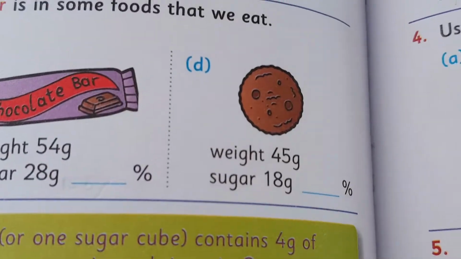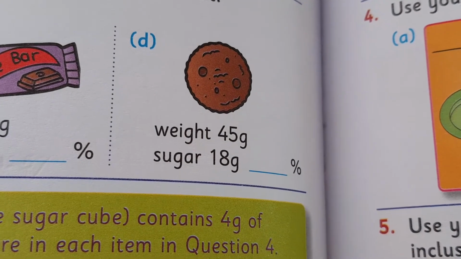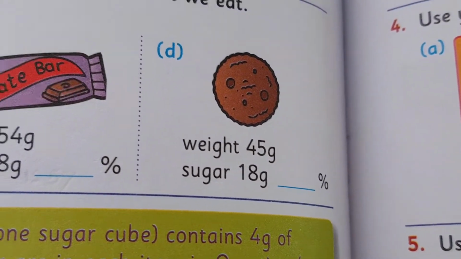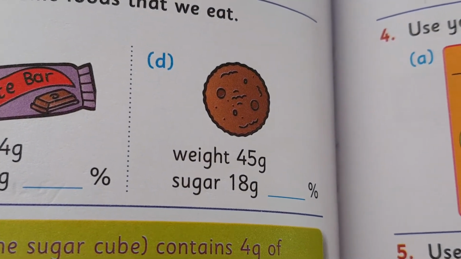Let's just look at part D to make sure you know what you're doing. Okay, here's our chocolate chip cookie. There's 18 grams of sugar out of a total weight in the cookie of 45. So our fraction is 18 over 45.